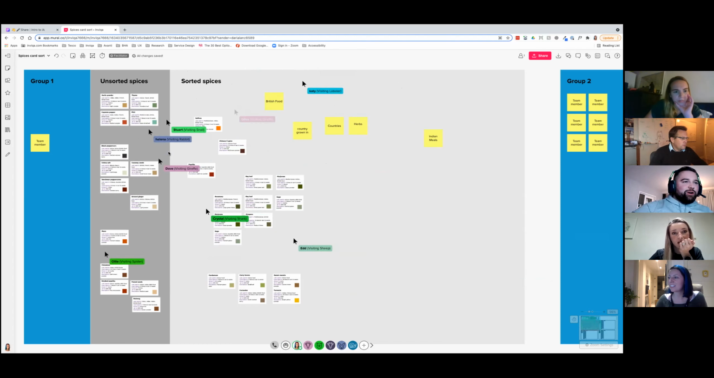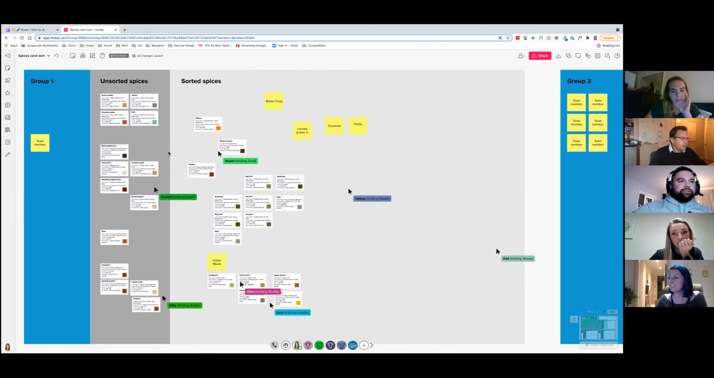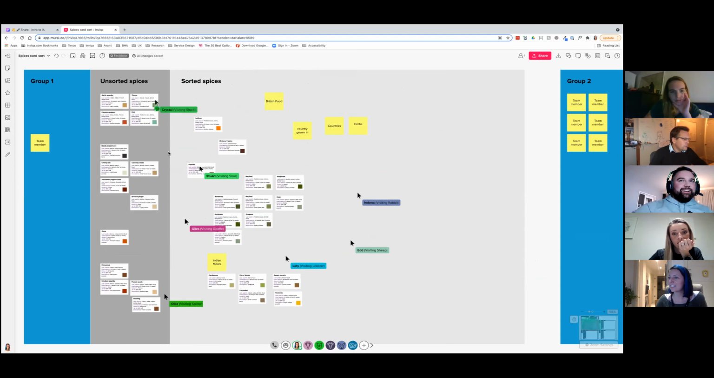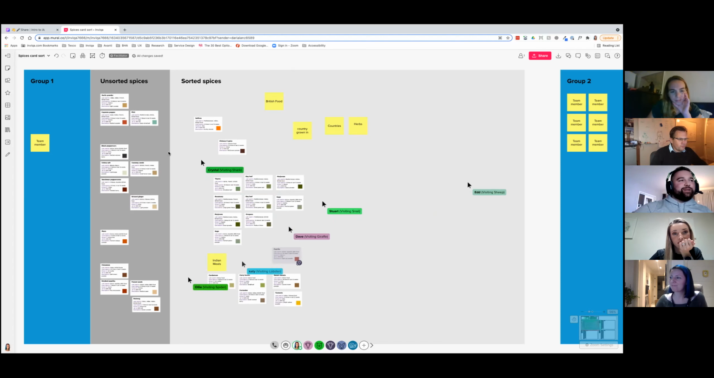Yeah, I guess. Oh, you've done it here already, yeah? Yeah, in the bottom left. There you go. Coriander, curry leaves, cardamom. The really difficult part is the crossovers, because a bay leaf can be used in just about everything in my experience.